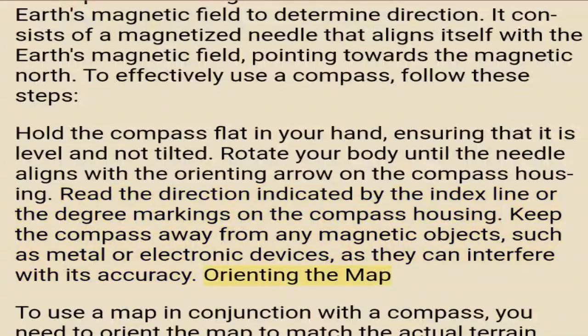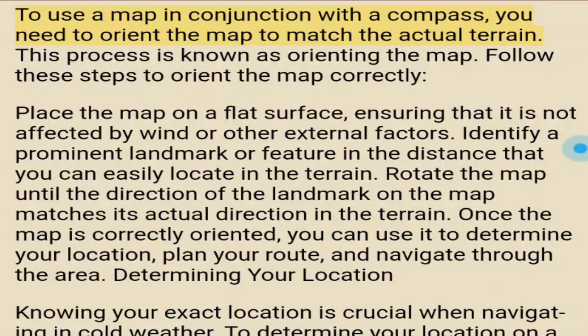Orienting the map. To use a map in conjunction with a compass, you need to orient the map to match the actual terrain. This process is known as orienting the map. Follow these steps to orient the map correctly. Place the map on a flat surface, ensuring that it is not affected by wind or other external factors. Identify a prominent landmark or feature in the distance that you can easily locate in the terrain. Rotate the map until the direction of the landmark on the map matches its actual direction in the terrain. Once the map is correctly oriented, you can use it to determine your location, plan your route, and navigate through the area.